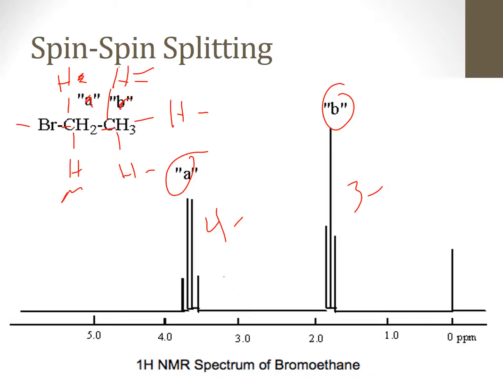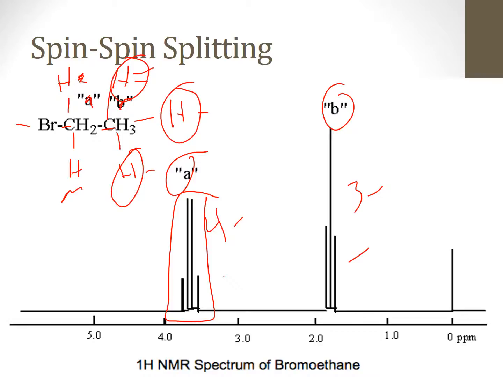And so now we know that the one that splits to the 4th is going to be this one right here. So you just add 1 number to that. All right, and so with the 3, you see the 3 peaks here, that one is going to be these hydrogens, because these are split by these hydrogens on the left side. You got that? You got that.